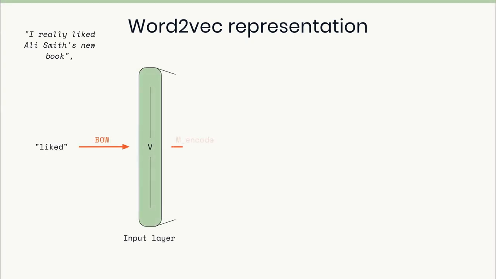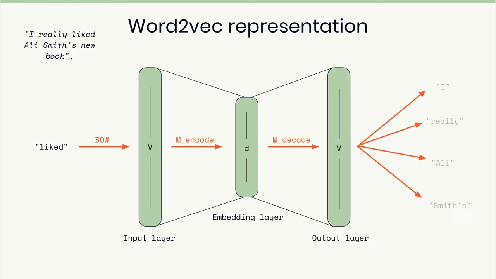If we start with this example, I really liked Ali Smith's new book from before. If we focus on the word liked, we start by encoding the word liked in a one-hot fashion, like this bag of words representation. So this will be a bunch of zeros and a single one. We then pass it through the encode matrix, resulting in an embedding layer of dimension D, this embedding dimension that we chose, and then run it through M_decode to blow it back up to the size of our vocabulary once again.